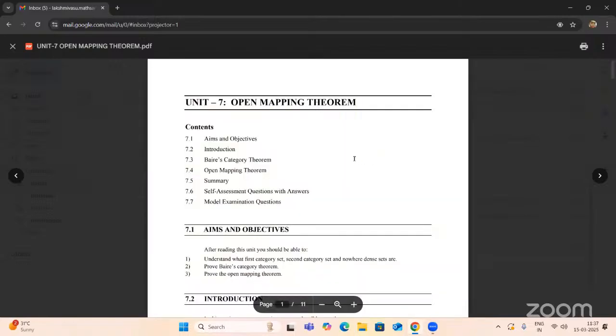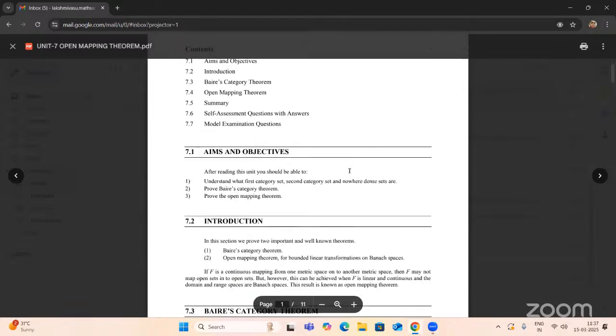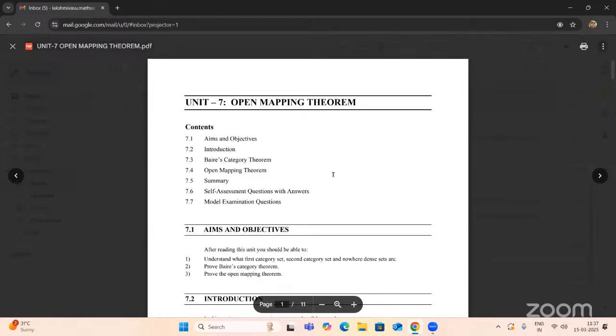Now, after the Hahn-Banach theorem, please see here, the open mapping theorem. This theorem is very important in the functional analysis paper and operator theory paper, that is paper 11. These theorems are considered with the Hahn-Banach theorem concept. Through the Hahn-Banach theorem, we will explain the open mapping theorem and closed graph theorem.